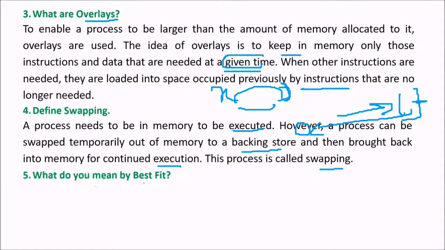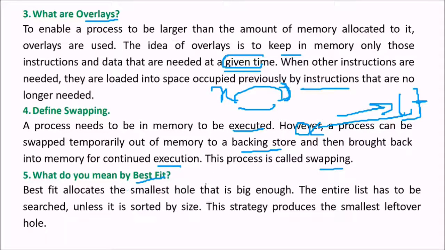So what do you mean by best fit? Best fit allocates the smallest hole that is big enough. That means the leftover space needs to be the smallest. So the entire list has to be searched unless it is sorted by size, which is not often the case. So this strategy produces the smallest leftover hole.